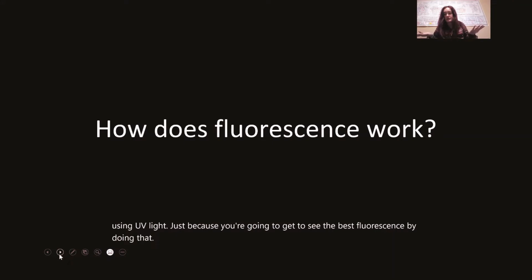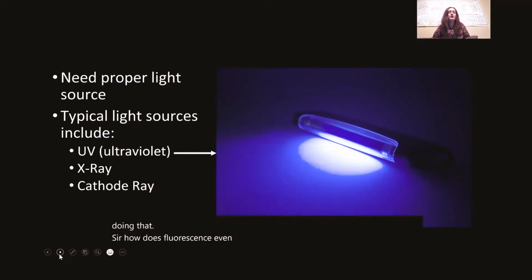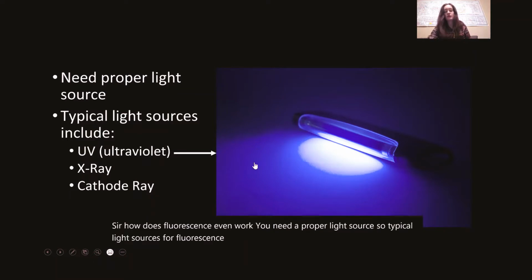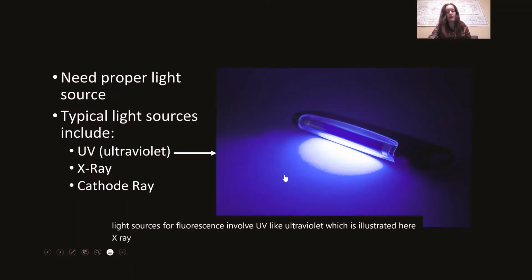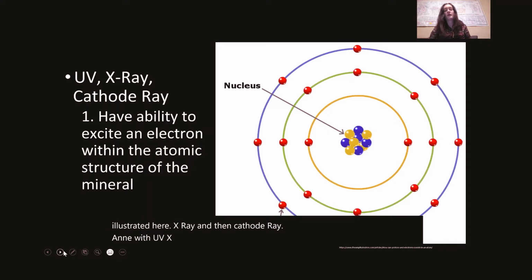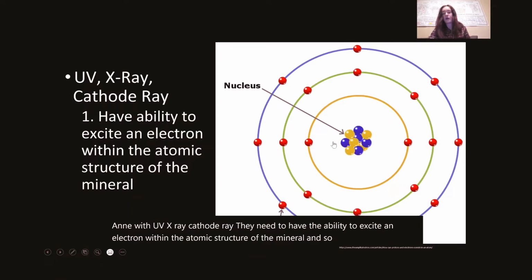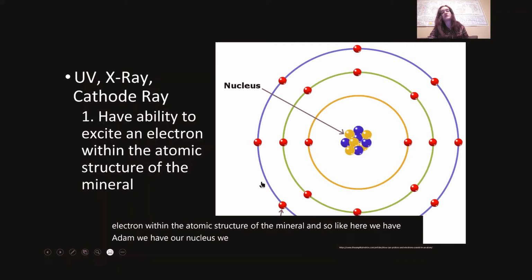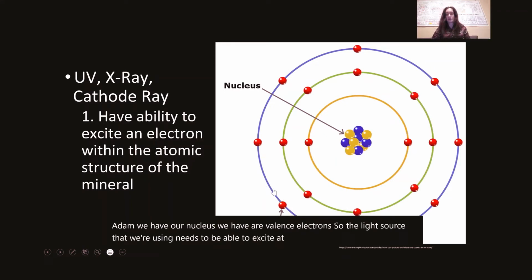So how does fluorescence even work? Well, you need a proper light source. Typical light sources for fluorescence involve UV, like ultraviolet, which is illustrated here, X-ray, and then cathode ray. With UV, X-ray, and cathode ray, they need to have the ability to excite an electron within the atomic structure of the mineral. Here we have our atom, our nucleus, our valence electrons. The light source that we're using needs to be able to excite at least one of these electrons and have the ability to cause that excitation.